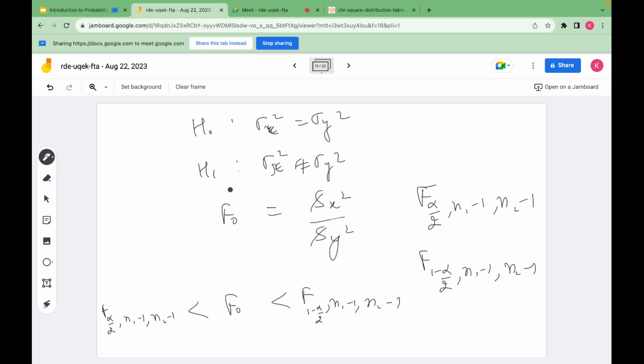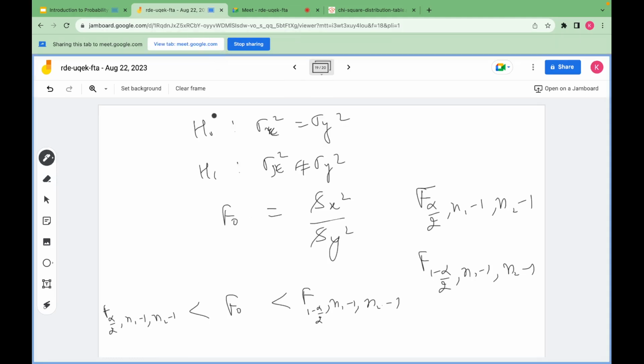Screen is not visible. So it is visible, right? Yeah, it's visible now.